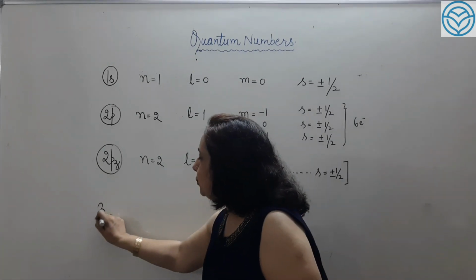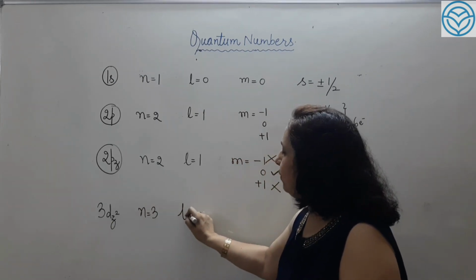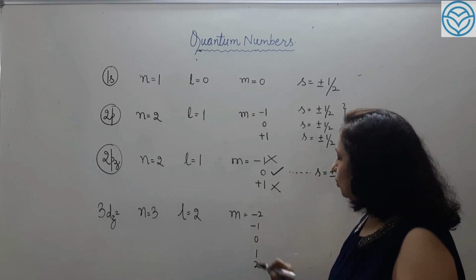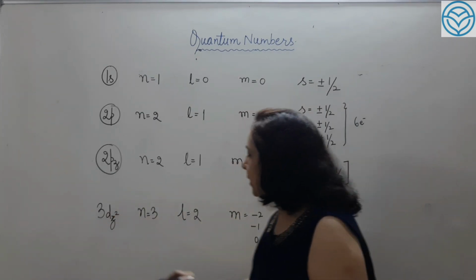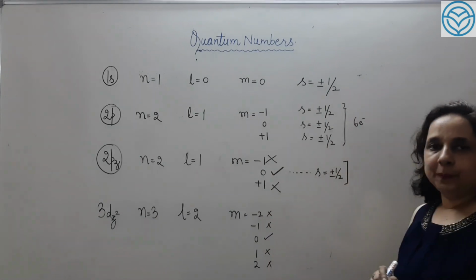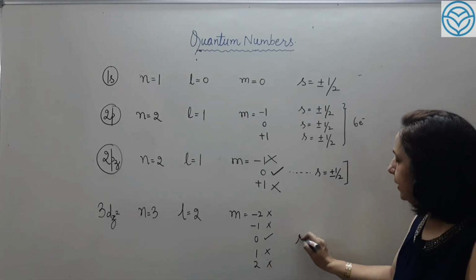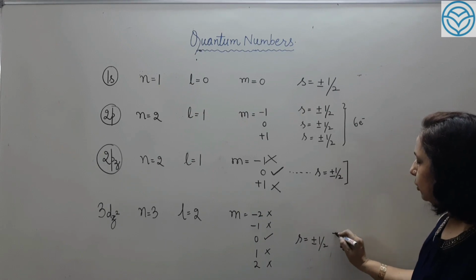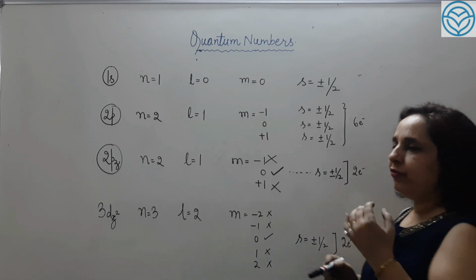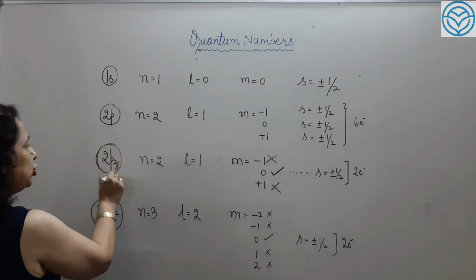If I write 3dz square, n will become 3, L will become 2, M minus 2, minus 1, 0, 1, 2. But I am talking about dz square. It means only 0 should be considered, other bits should not be considered. Other orbitals should be rejected now. Now these are rejected, this is the considered orbital. How many spin values are there? 2. So we are talking about 2 electrons only. So this information is about 2 electrons.